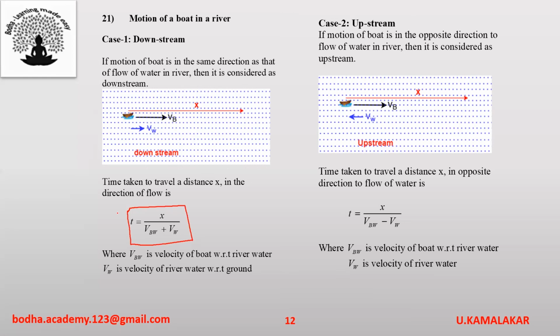Second case, if motion of boat is in opposite direction to flow of water in river, then it is considered as upstream. Time taken to travel a distance x in opposite direction to flow of water is given as t equals x divided by vbw minus vw, where vbw is velocity of boat with respect to river water, vw is velocity of river water.